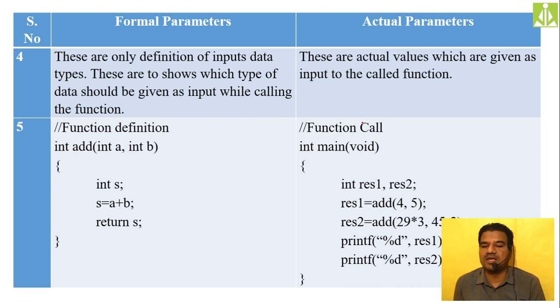We are not specifying the type here; the data should be given at the time of input while calling the function. At the time of declaration you specify the type, and when you are doing the definition, you also specify the type for the formal parameters. In case of actual parameters, there is no need to specify the type.